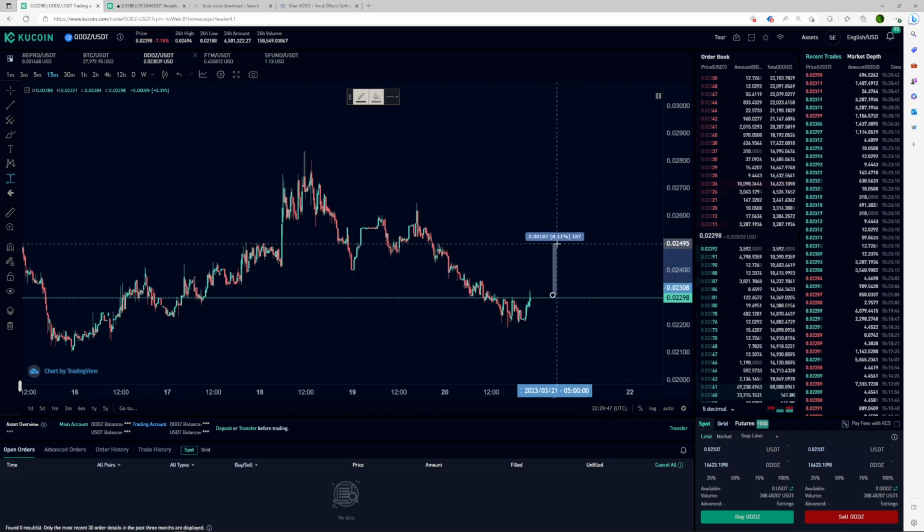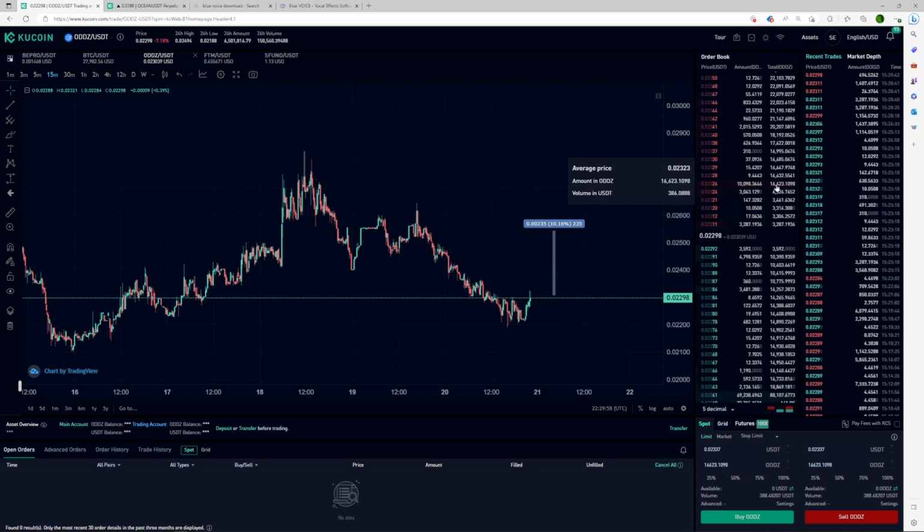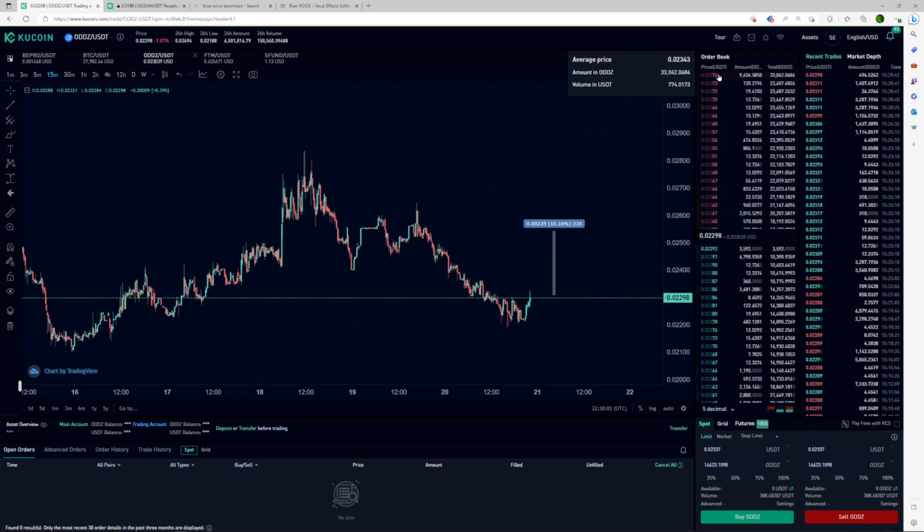Now we're just going to pull this up to 10% just to see what this looks like. So for a 10% move in the market for this coin right now, that would be around 0.2543. So 0.2543, you can't really see it on the book all the way up here.